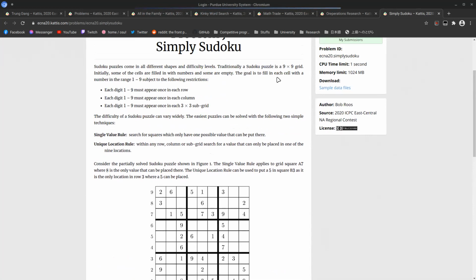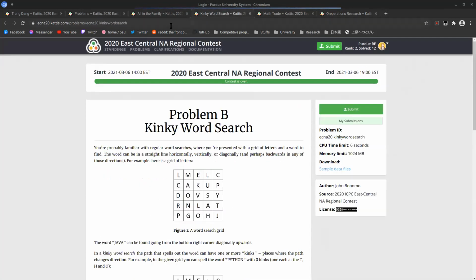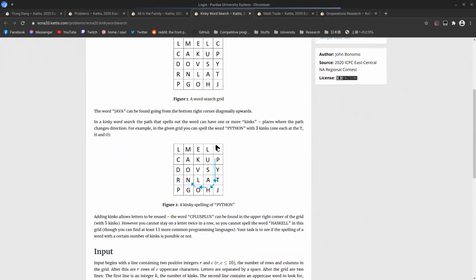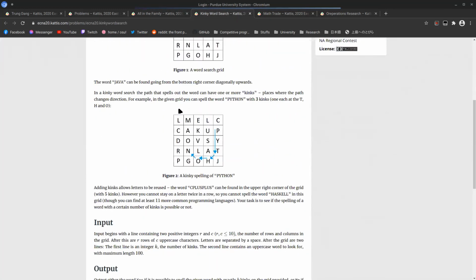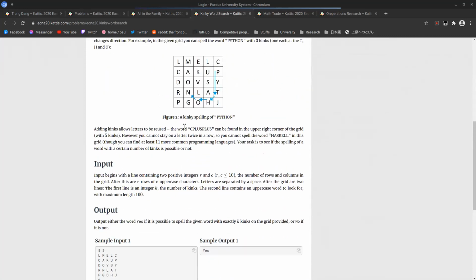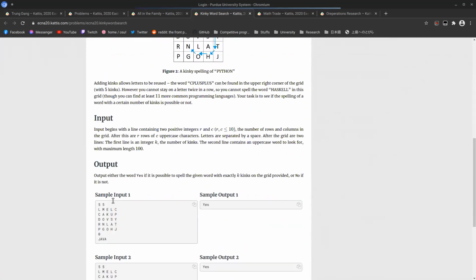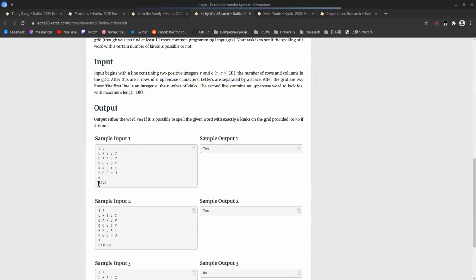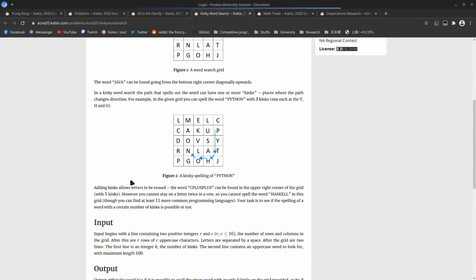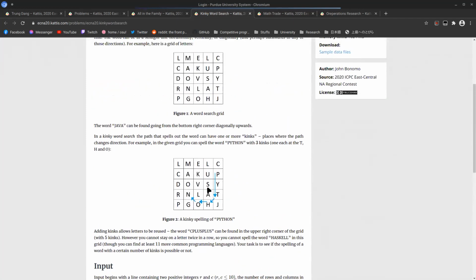Okay, let's talk about Kinky Word Search. They give you a word grid, and they also give you a word, and you want to search for this word in the grid. The word search game here is extended, so you can travel in any direction: forward, backward, diagonal, left, right. And you can repeat searching over places that you have already searched.